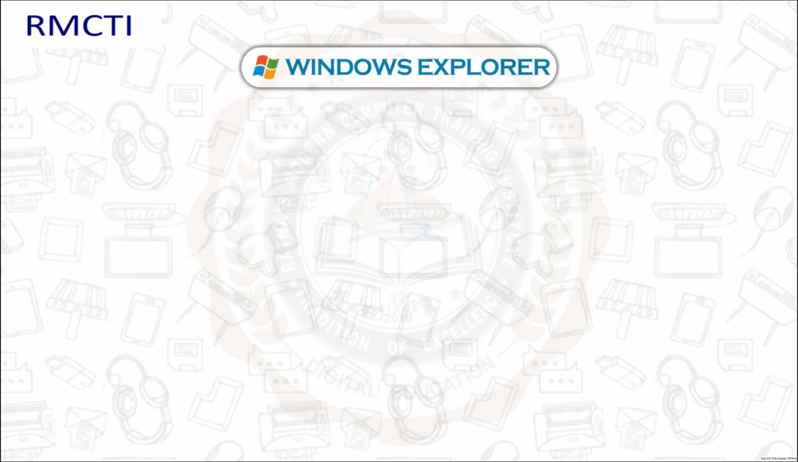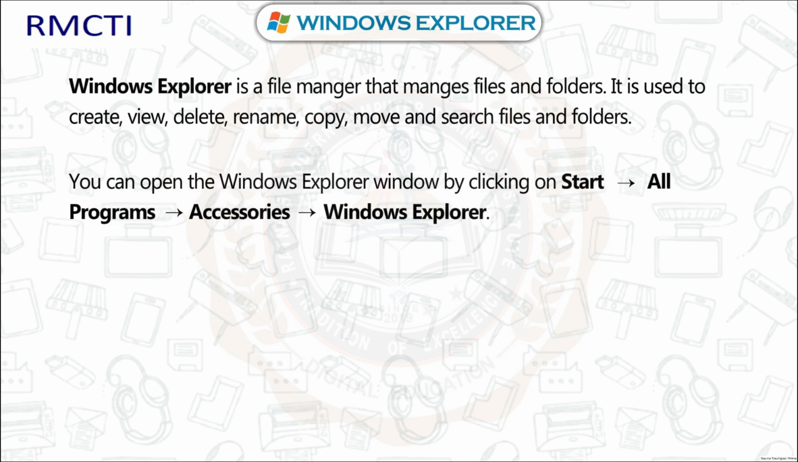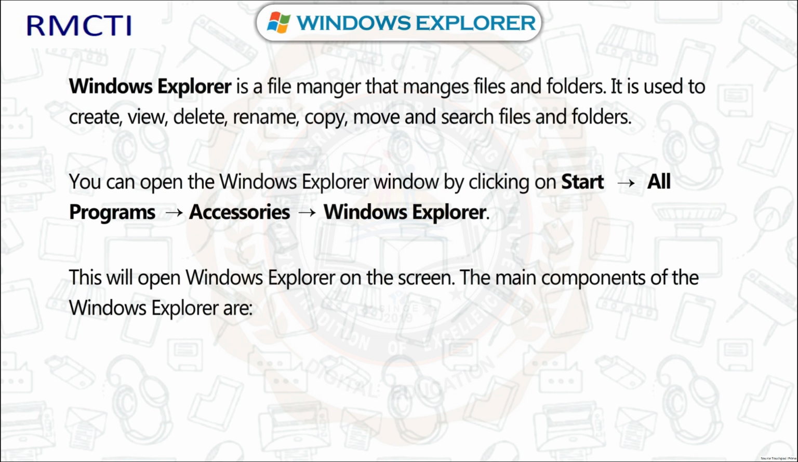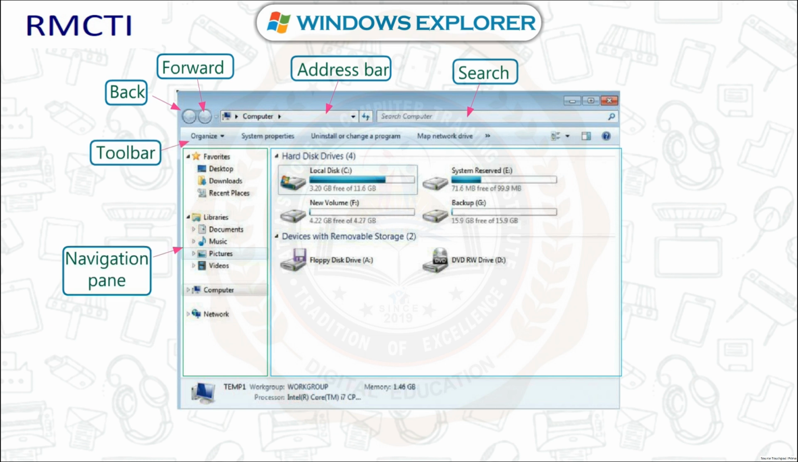Windows Explorer. Windows Explorer is a file manager that manages files and folders. It is used to create, view, delete, rename, copy, move, and search files and folders. You can open the Windows Explorer window by clicking on Start, All Programs, Accessories, Windows Explorer. This will open Windows Explorer on the screen. The main components of Windows Explorer are the address bar, search, forward, back, toolbar, and navigation pane.